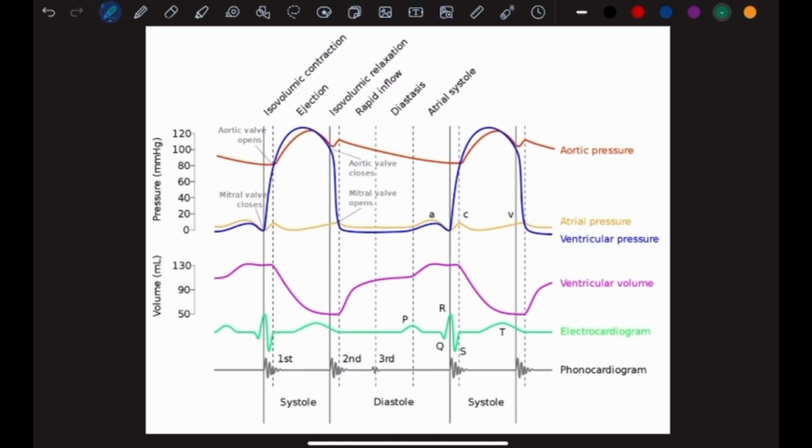We've got pressure in the aorta. So think about the left side of the heart. So this is the artery. We've got atrial pressure in yellow. We've got ventricular pressure in blue. We've also got ventricular volume in pink. And then to be honest, I don't really care about these other ones for you right now. Cool. Let's have a look at this.